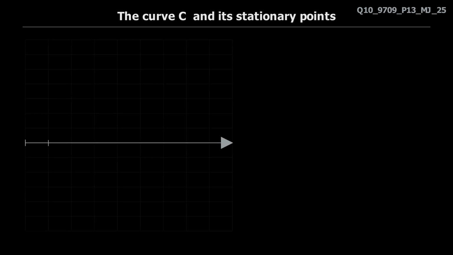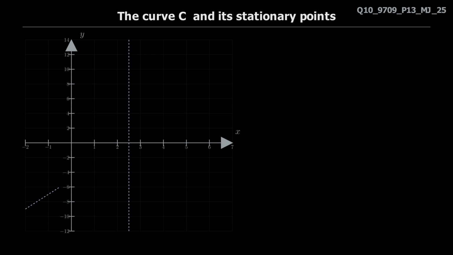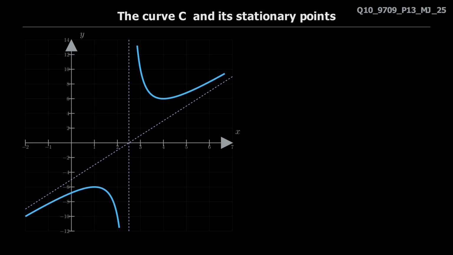Sketch C with vertical asymptote x equals 5 halves and oblique asymptote y equals 2x minus 5. 2 branches. At (1, minus 6) we label a local maximum, at (4, 6) a minimum. Lower y can still be a max on a branch.